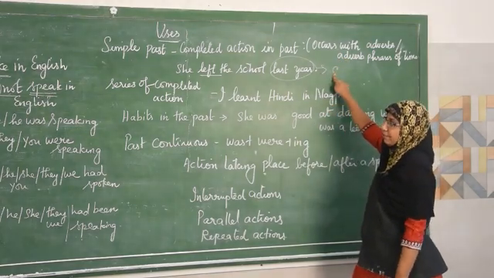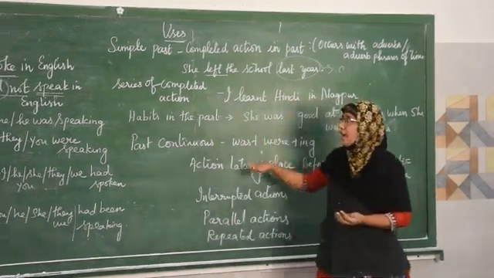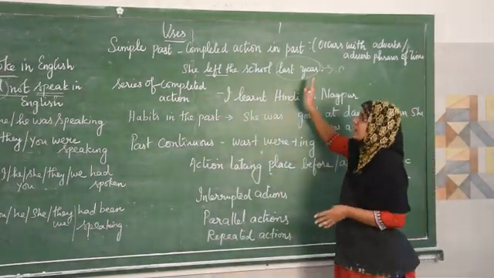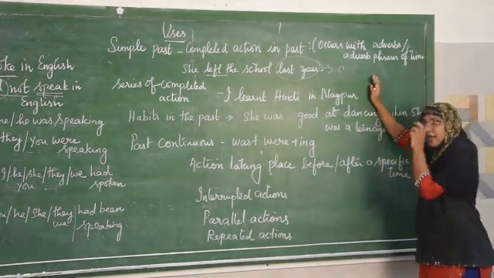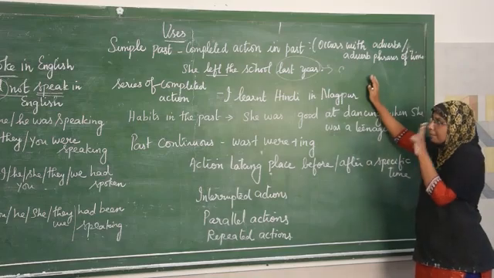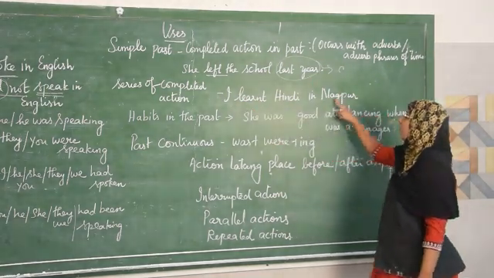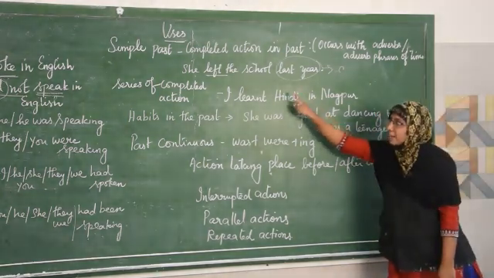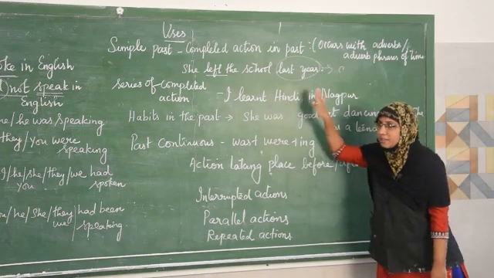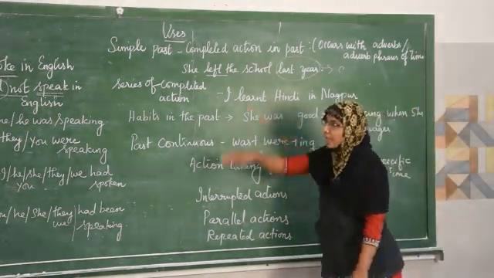Time will be mentioned. Then the second usage is a series of completed actions. Here there will be no usage of what here? Time. Time will not be mentioned, but the action has been completed in the past. I learned Hindi in Nagpur: the time is not mentioned, but the action was completed in the past. Then the third one, it is used to refer to the habits in the past.